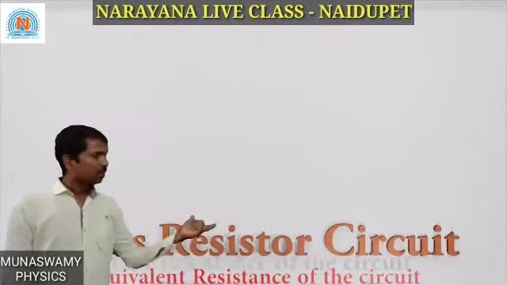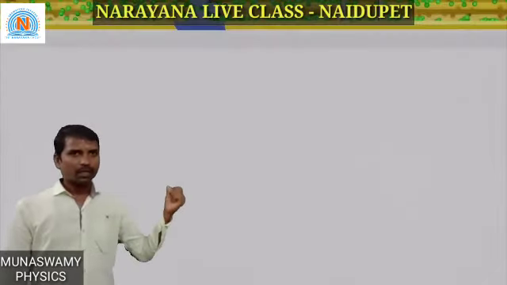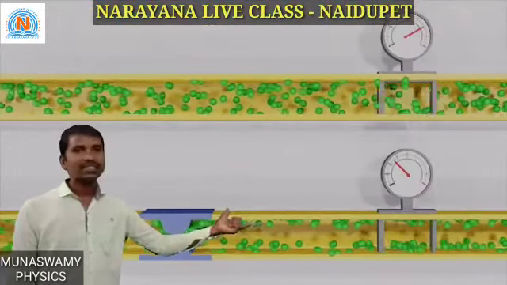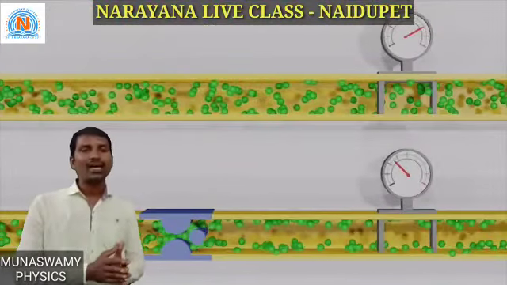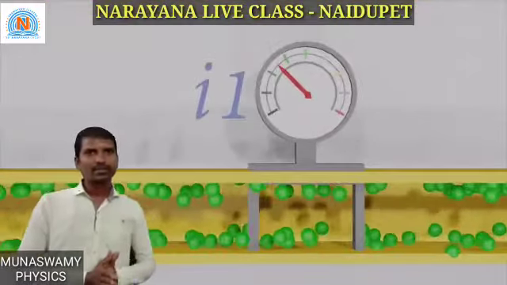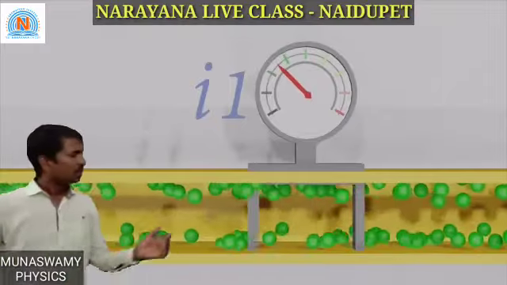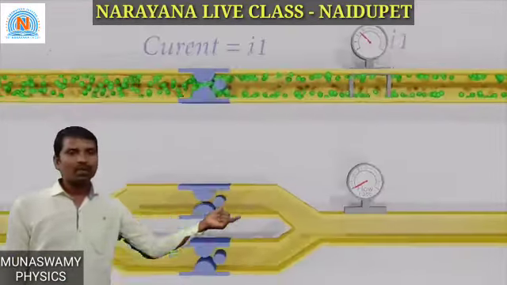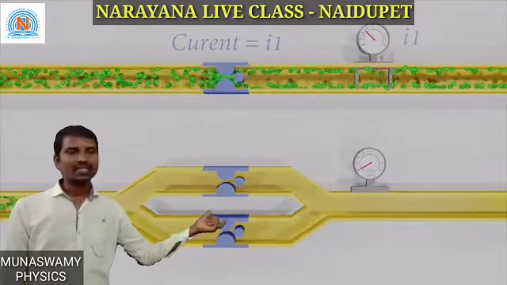So that means whenever resistors are connected in series, the total resistance is equal to the sum of the individual resistors. Okay. So if we consider the current passing through the conductor when we connected a single resistor is I1.